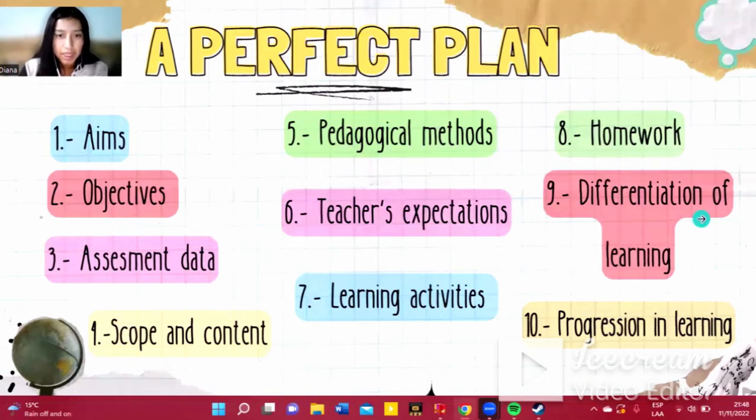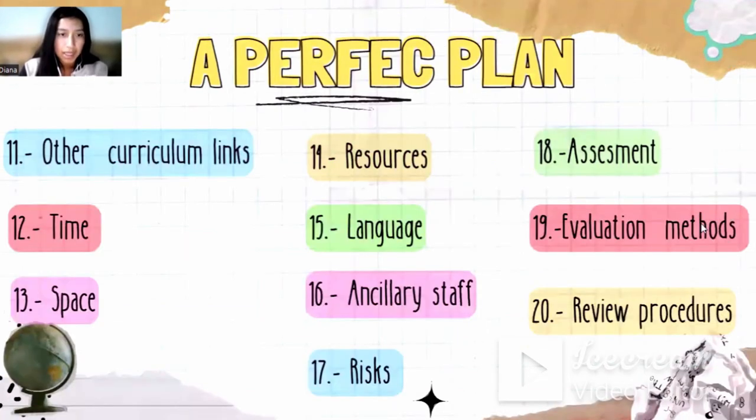10, progression in learning. The progression in learning will be when the teacher follows all the steps in order to have a successful performance. So the next, 11th, will be other curriculum needs. Here we also have authentic materials like videos, pictures, images, books, and so on. 12th will be the time, which in this case can be 1 hour or 2 hours per week.